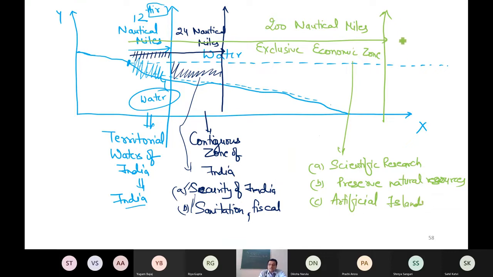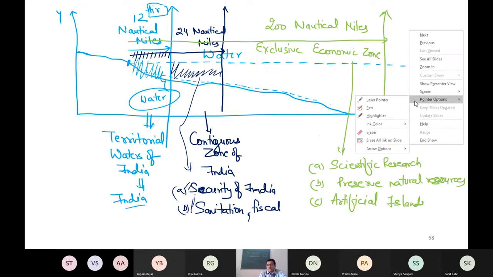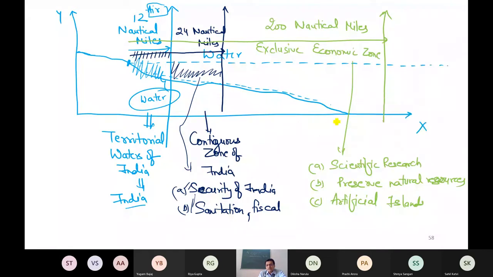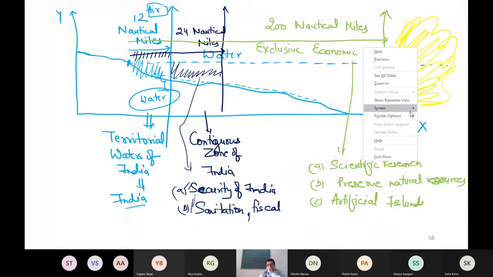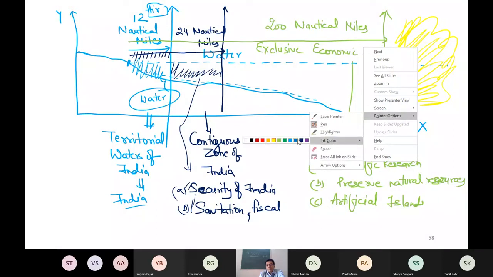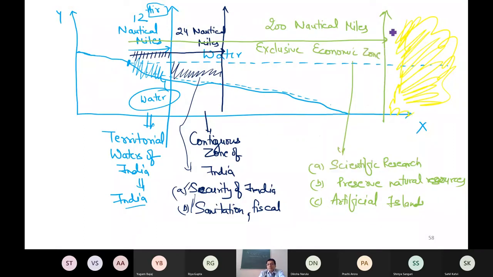And beyond 200 nautical miles, there is the high sea, where the sea is the planet's property. No nation has any fixed right. Now this is the high sea. Beyond 200 nautical miles, it is known as the high seas, where every nation has an equal right.